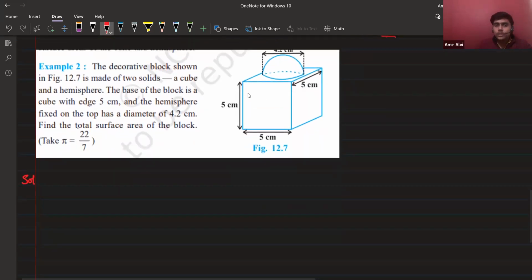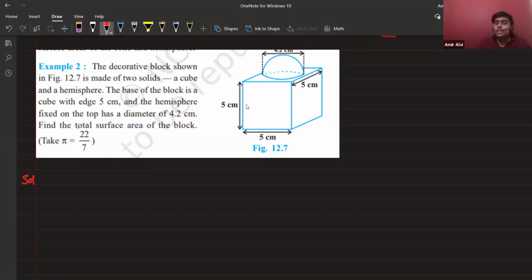Okay, so this question is there. This is a kind of decorative block. A cubical block is there, and on top of that cubical block, one hemisphere is placed. Suppose you have taken a carton box, and on that you have put up an inverted bowl. We have to calculate the total surface area of the block.